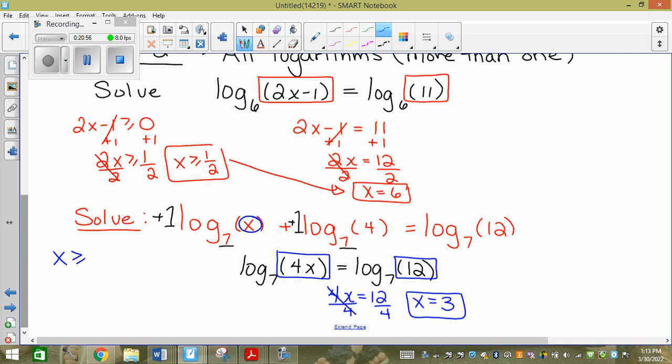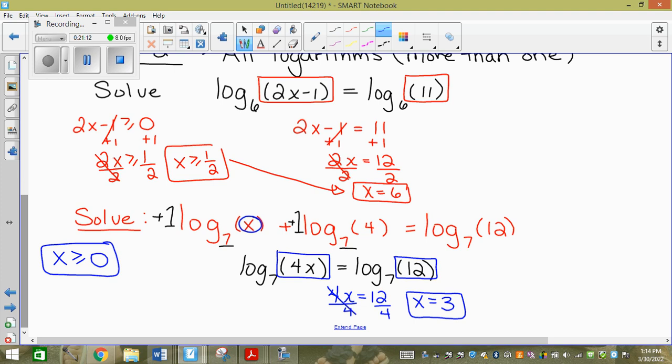What does it have to be if it's beside a log? Greater than or equal to what? 0. I'm done my restriction. I don't even have to solve for it. This is a solving question, is it not? What I tell you you can do with every single solving question, doesn't matter what unit we're in.